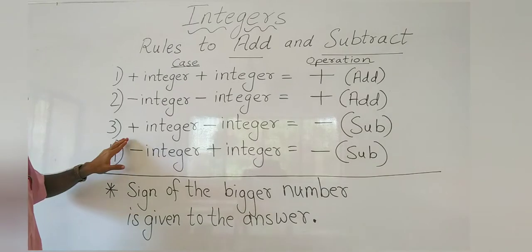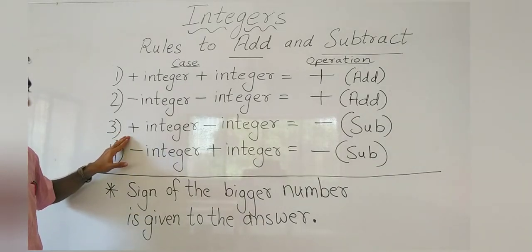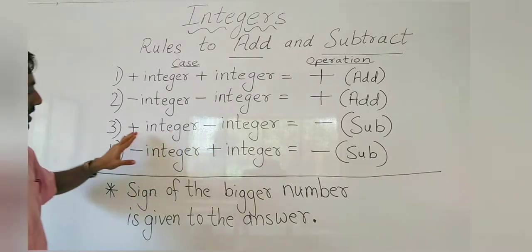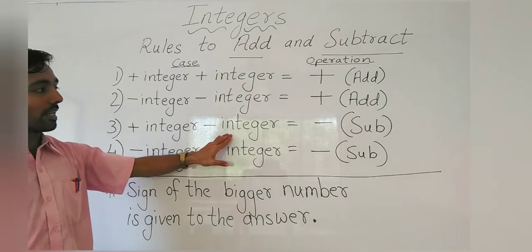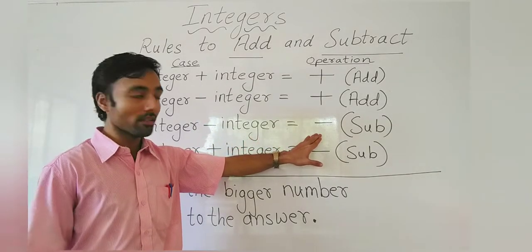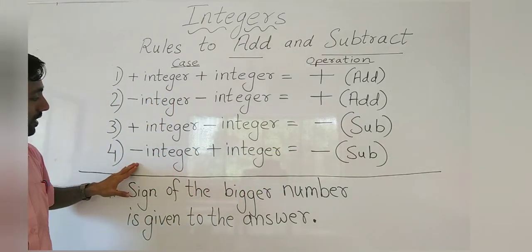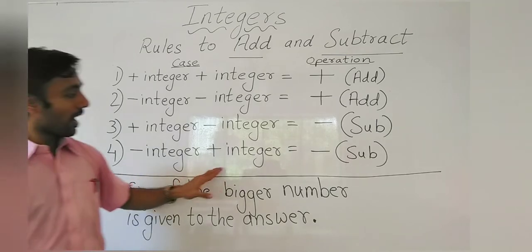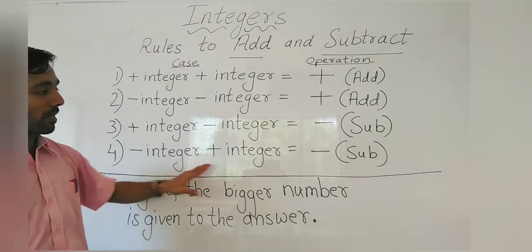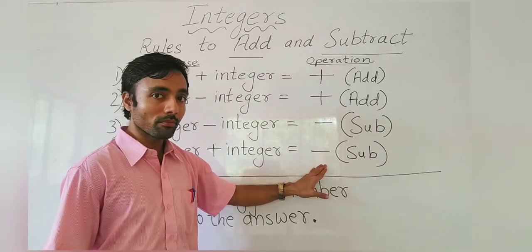Okay, let's see the third case. In this third case, the first integer is positive and the second integer is negative. So when the first integer is positive and the second is negative, we do subtraction. And in the fourth case, the first integer is negative and the second integer is positive. So again, when minus and plus integers are there in the calculation, we subtract.